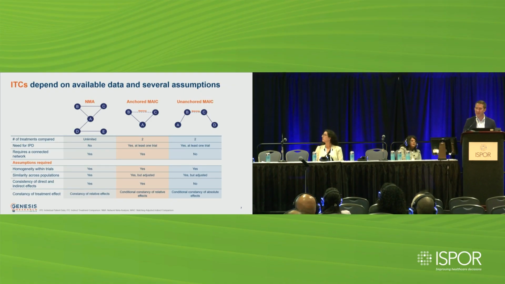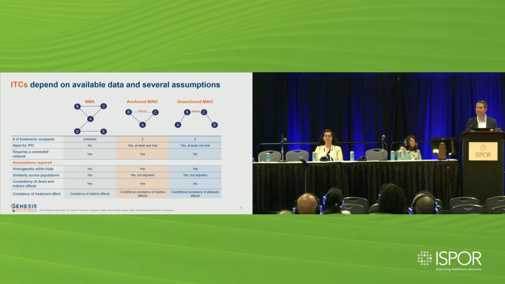Looking at both the MAICs, these are most often leveraged for comparing just your trial to a single competitor. So you generally use your individual patient level data and then adjust it to match that of the comparator trial. The anchored, as I mentioned, requires that connected network, and the unanchored does not.